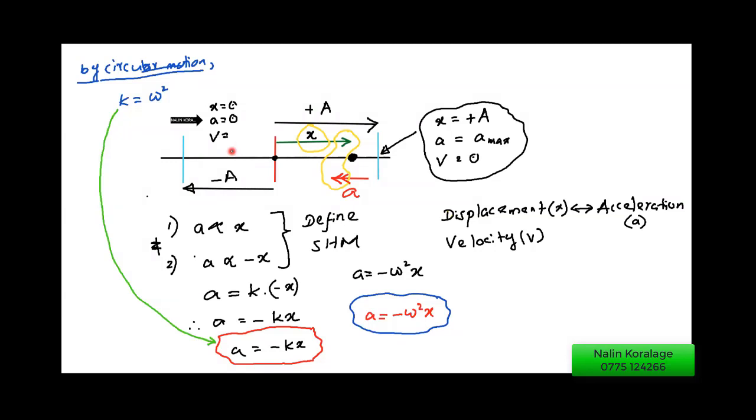That is going to be why, because the velocity varies. Then here at that extreme, particle's velocity is going to be zero. Why? Because particle is about to reverse the direction. So likewise, after that particle is starting the motion along the opposite direction.